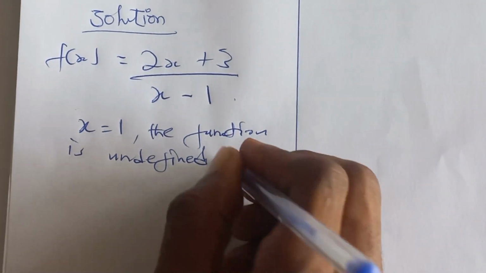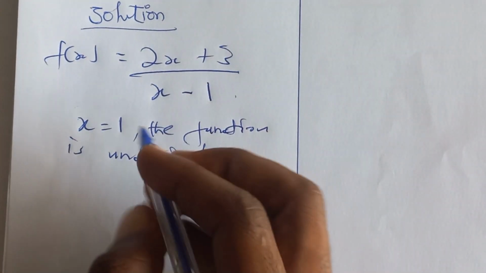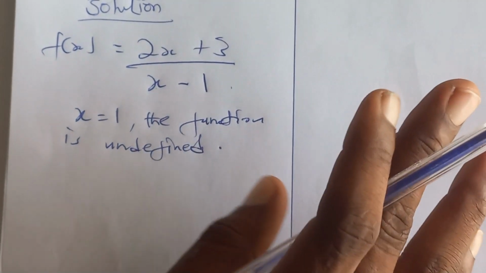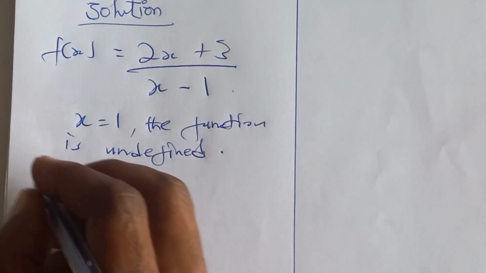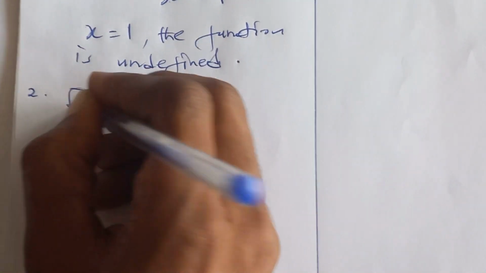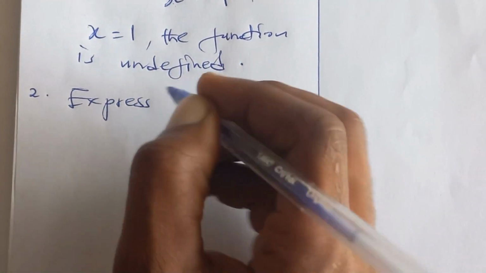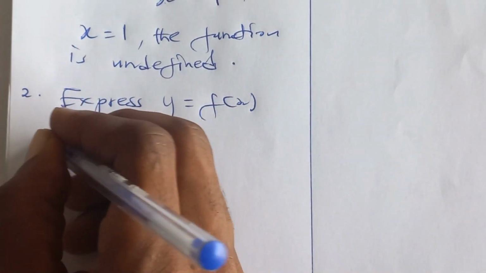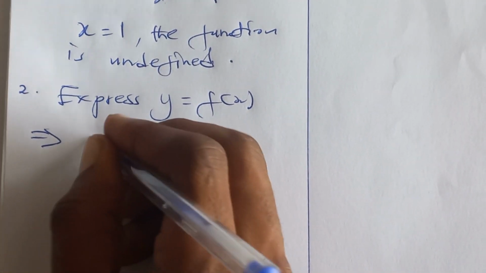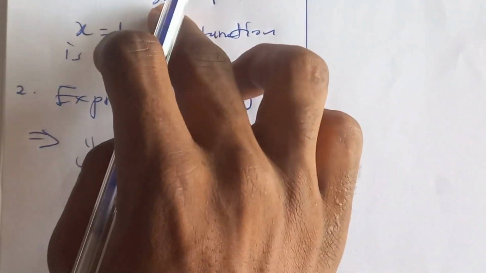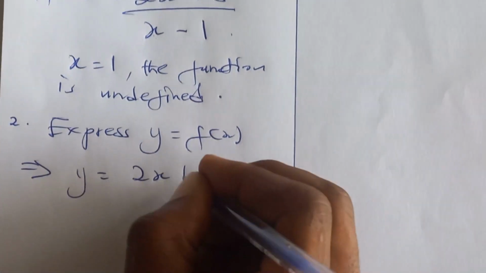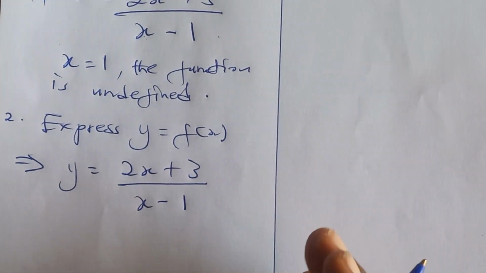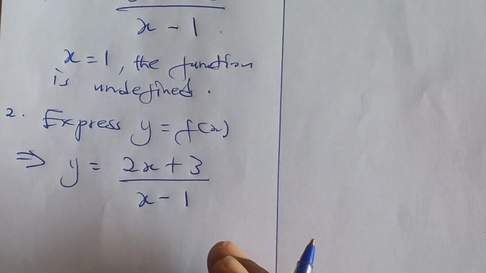Yes. And you know the reason. The reason is that when x is equal to 1, when you put it here, the denominator will be 0 in the function. Good. So 2, we need to express y is equal to f of x. Okay. So we say that y is equal to f of x, and f of x is equal to 2x plus 3 on x minus 1. So this y is equal to f of x.